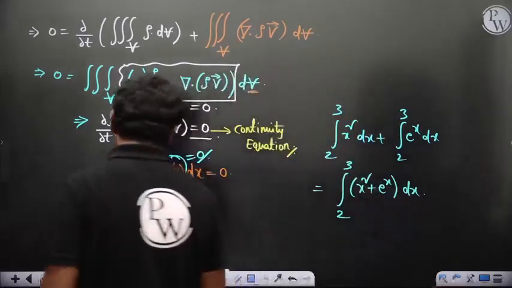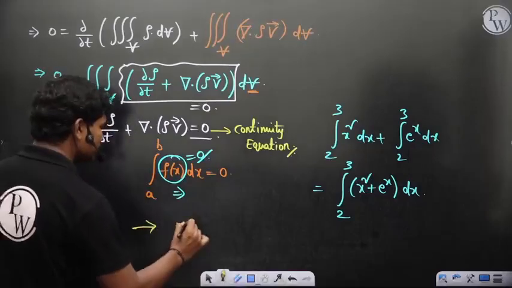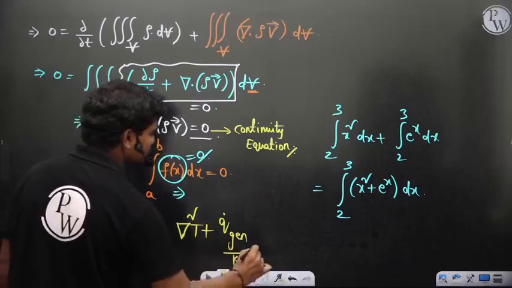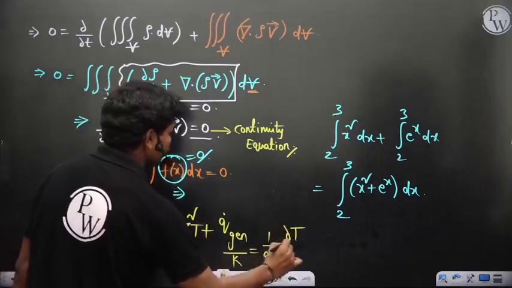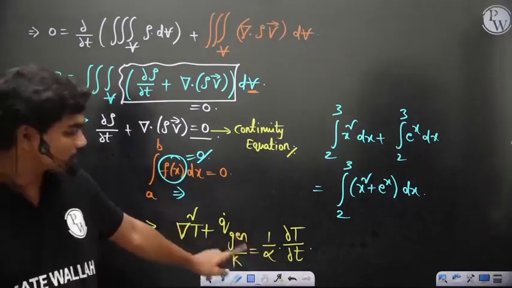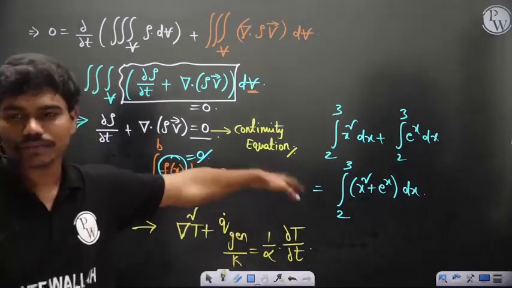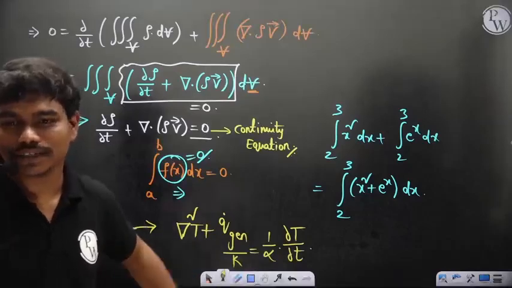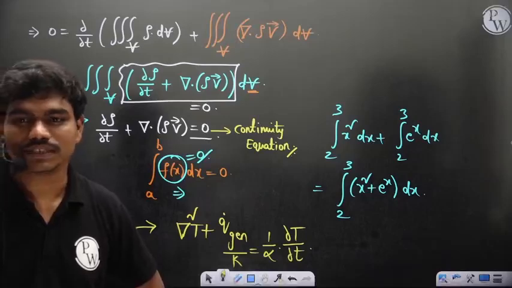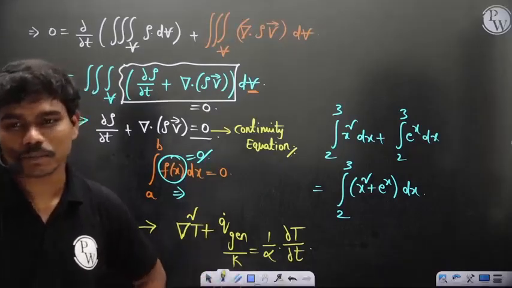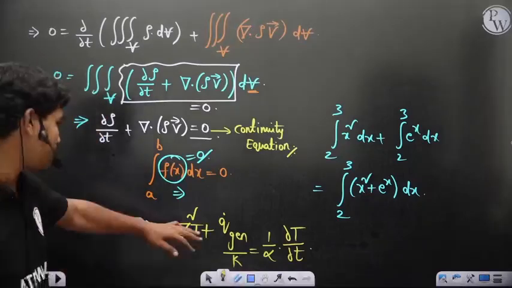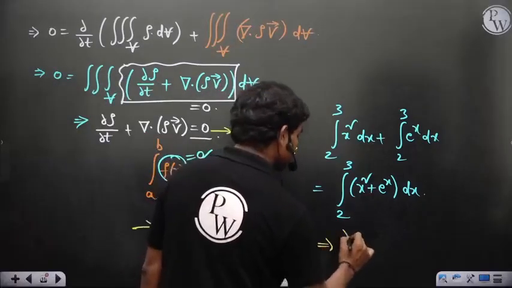Normally, have you ever seen this equation? Has anyone seen this equation? del square T plus q dot gen by k is equal to 1 by alpha, whatever. Has anyone seen this equation? Yes, what is this equation? No, no, heat conduction equation. Okay, you haven't seen it yet.